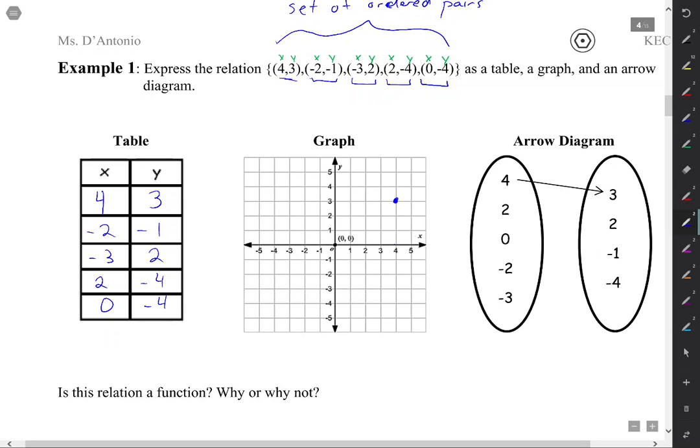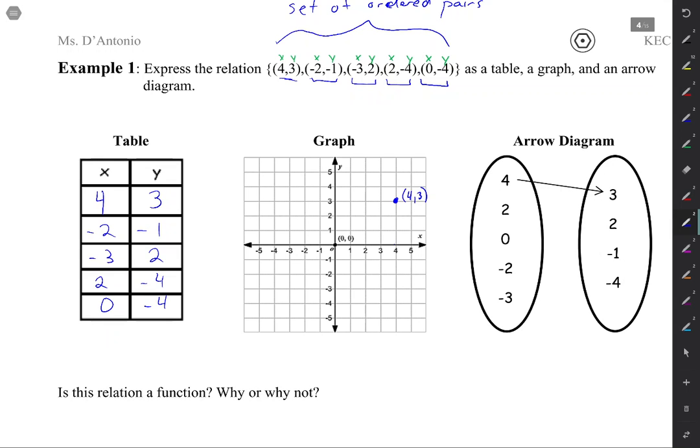So try to get into the habit of labeling every point you put on a graph, because we're going to be doing a lot of graphing and it is very important to label your points. That is something you will lose marks for in pre-cal if you don't label your points on a graph.